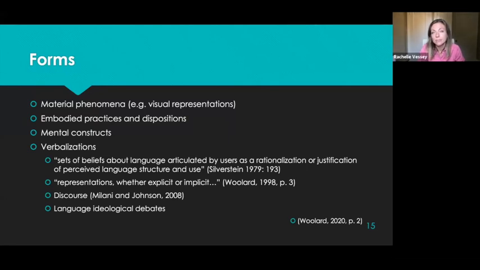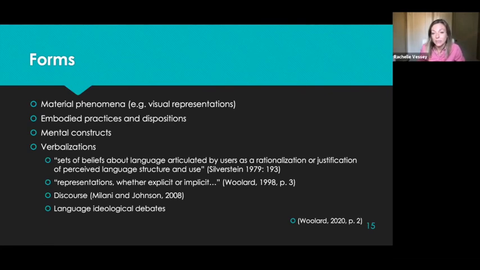Now, this is kind of an expanded, or maybe a more precise, version of her discussion of language ideology previously, because in 1998, the definitions that she provided, and some of the ones used in other literature on language ideology, really focused on the notion of articulation and verbalization or representations. So even if we look at the early work of Michael Silverstein, he says that language ideologies are these sets of beliefs about language articulated by users, okay, as a rationalization or justification of perceived language structure or use. So they are things that we say.